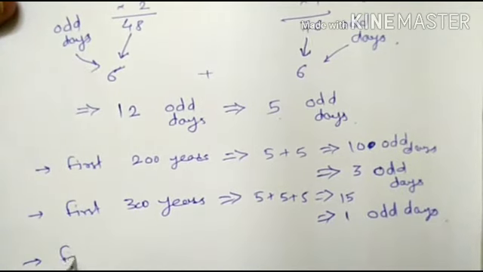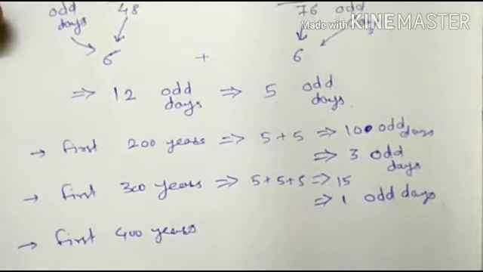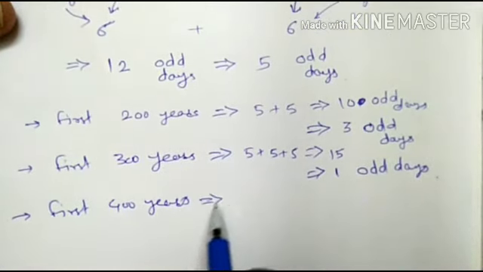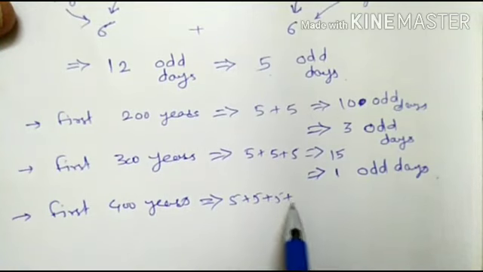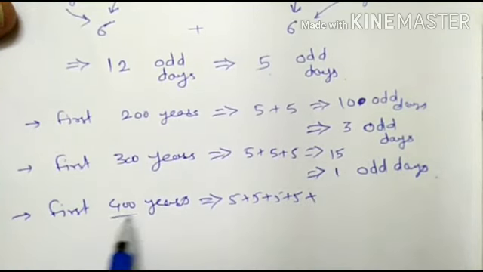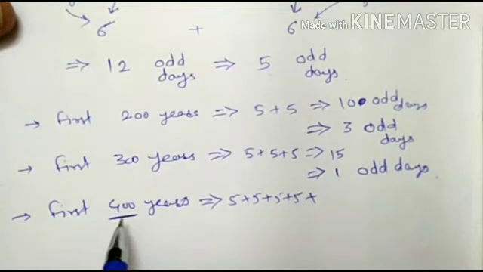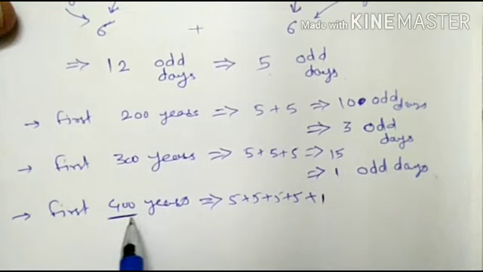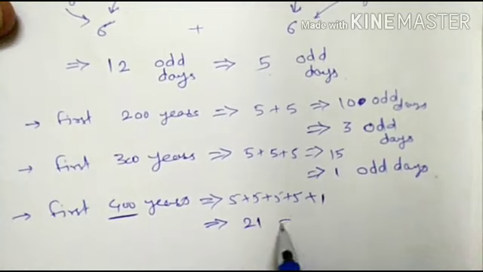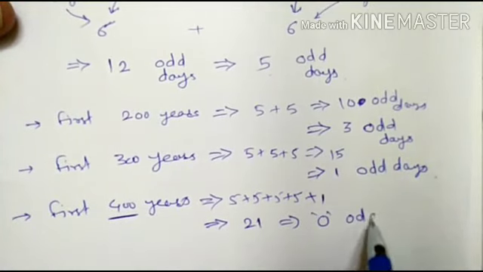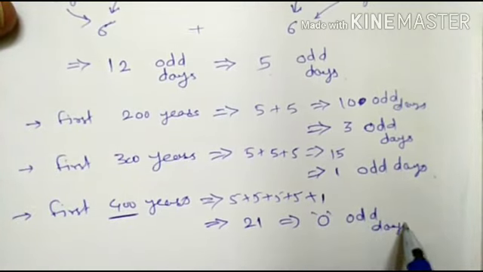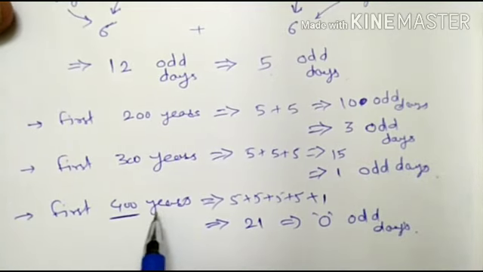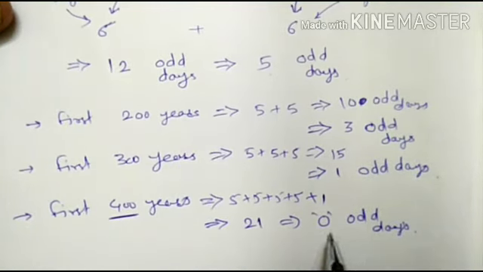And in the first 400 years there is 5 plus 5 plus 5 plus 5, and 400 is a leap century year, so we have to consider 1 more for that 400th year. So the total number of odd days is 21. 21 means 0 odd days.